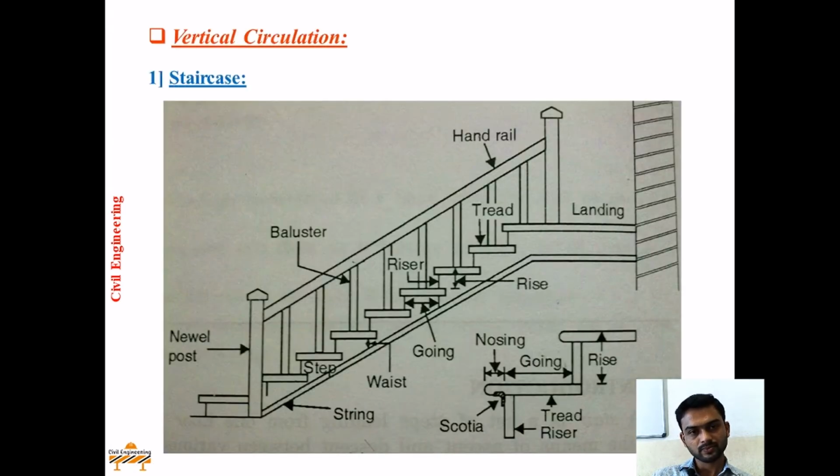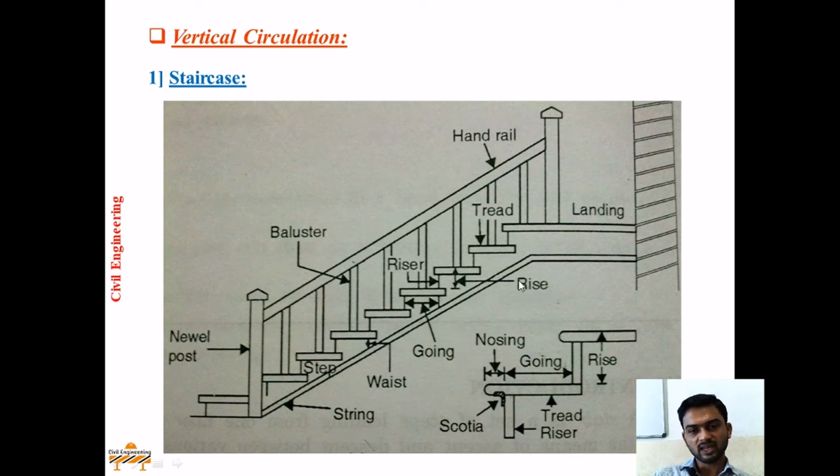Now the next topic is vertical circulation. Vertical circulation is nothing but movement from one floor to the other floor inside the bungalow or the building. Depending upon these, basically staircases, lifts, escalators, ramps, etc. are used as means for vertical circulation. Now let us see the first one, staircase.